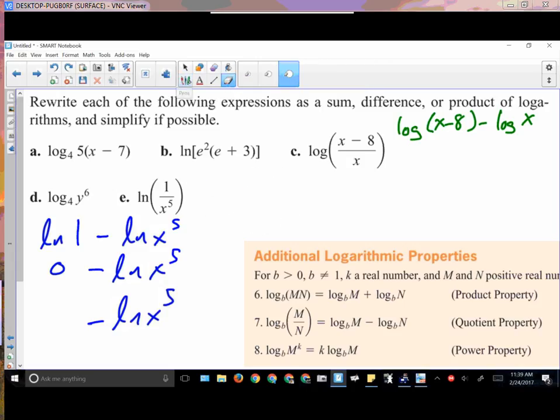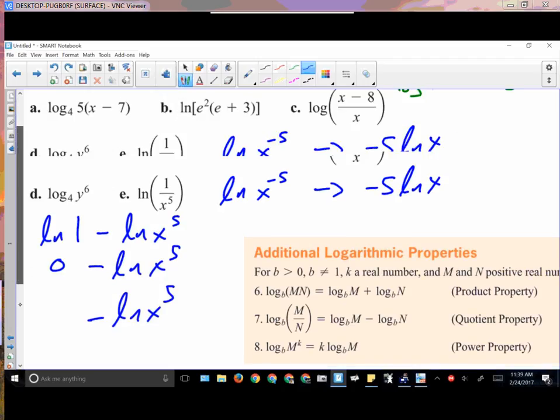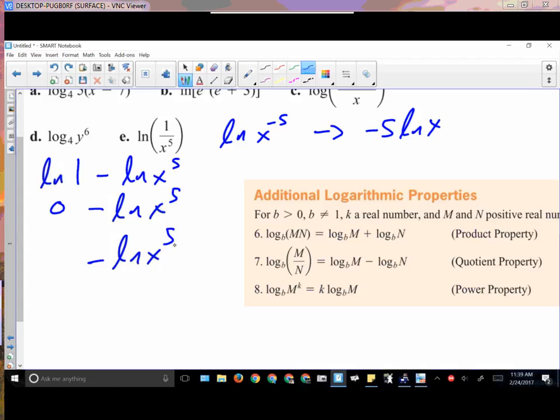Now, I said that there was another way that you could have thought about this. Could I have gone and done this to it and said that this is the ln of x to the negative 5? If I do that, then that would be the same as ln of x to the negative 5, and by the way, I've got an exponent out here, don't I? Could I put that exponent out front? So that would be minus 5 ln x. Got it to the same place.